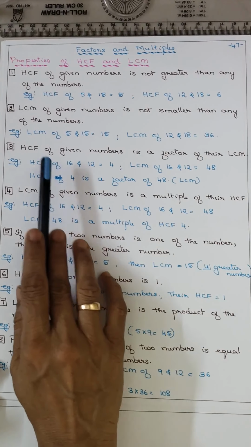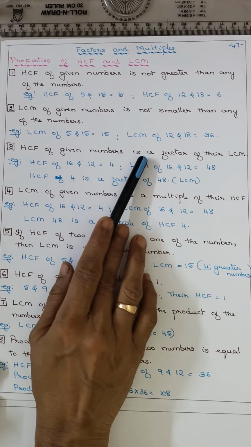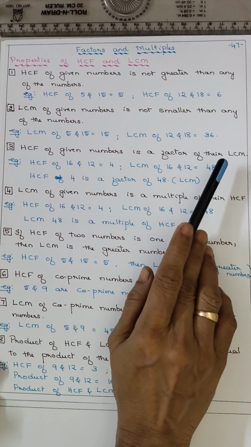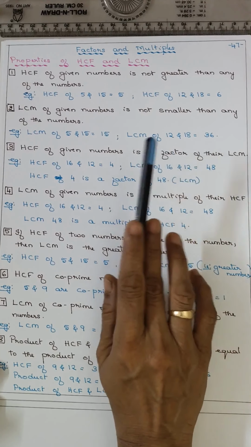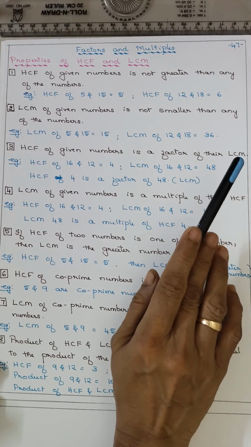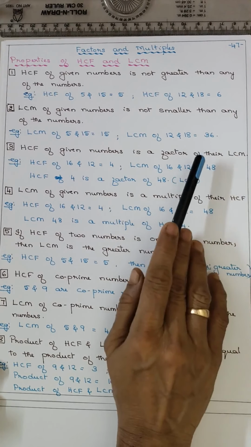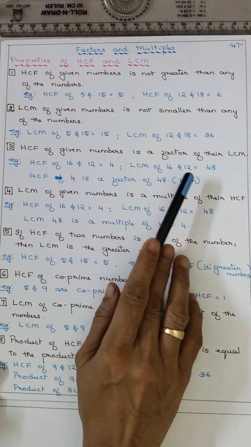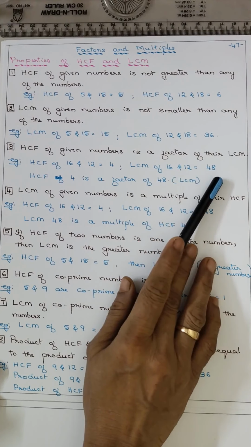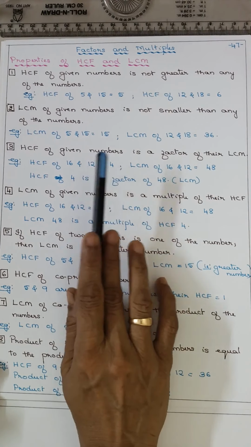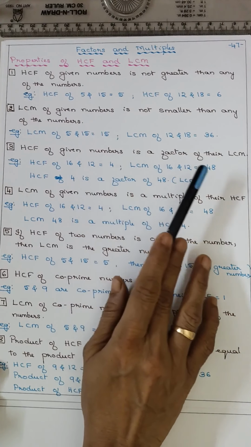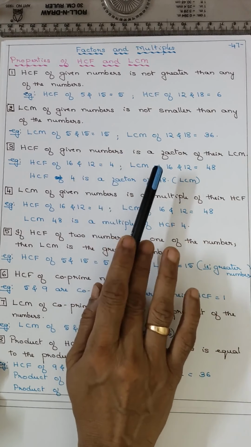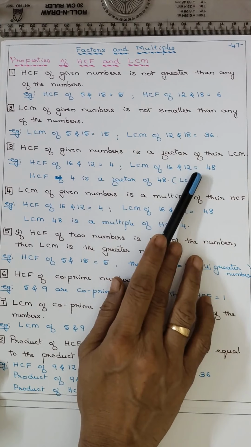Now third property, HCF of the given numbers is a factor of the LCM. HCF, highest common factor, isn't it? It is a factor of the LCM. जो दोनों नंबर का LCM है उसका फैक्टर. अभी HCF of 12 and 16 is 4. LCM of 16 and 12, it is 48. मतलब 4 is a factor of 48. 4 how much are 48? 48 is exactly divisible by 4. That is why 4 is a factor of 48.